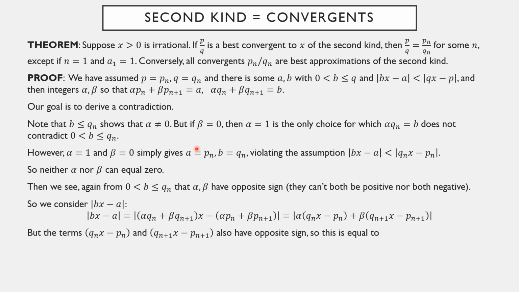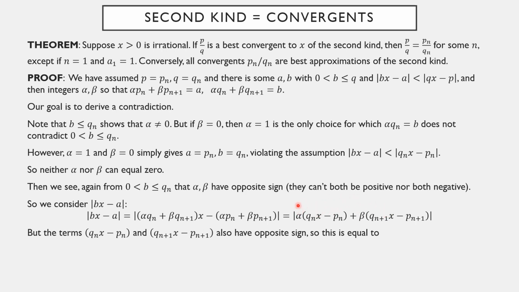But remember, the convergents Pn over Qn alternate between being larger than x and smaller than x. So I'm not claiming which of these is positive or negative, but one of them is positive and one of them is negative. So one of alpha and beta is positive and the other is negative. One of these is positive and one of these is negative.